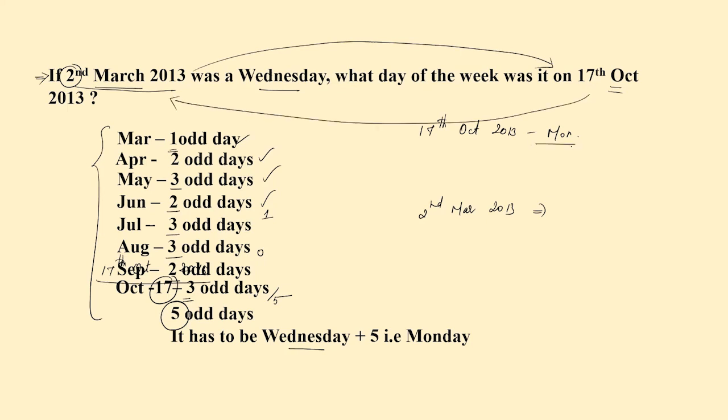So if you know that this is a Monday, to figure out what day of the week it was on 2nd March, that is going backwards. You just have to subtract the total number of odd days. So go backwards now. Monday minus 1 is Sunday, then Saturday, then Friday, then Thursday, and then Wednesday. So Monday minus 5 leads you back to a Wednesday. So going forward or going backward is not going to be a hassle. The same method can be used.